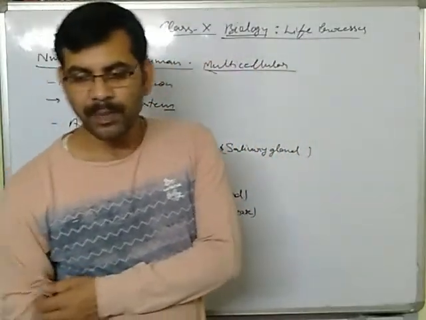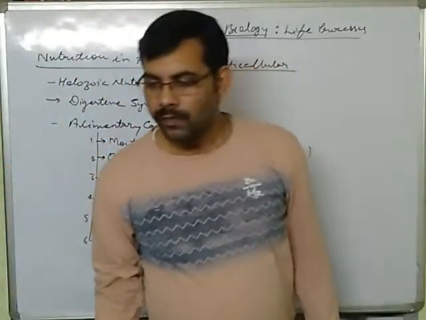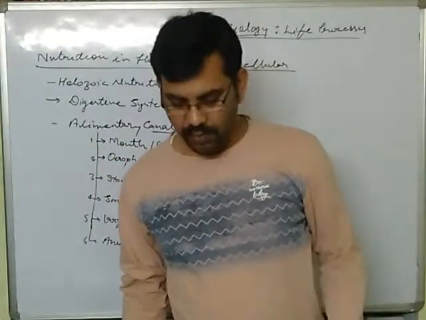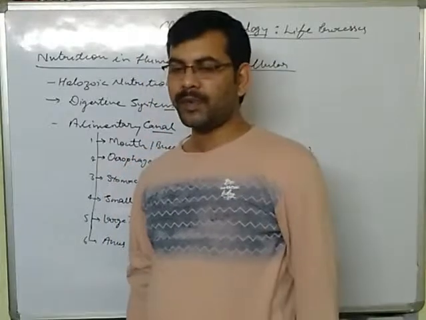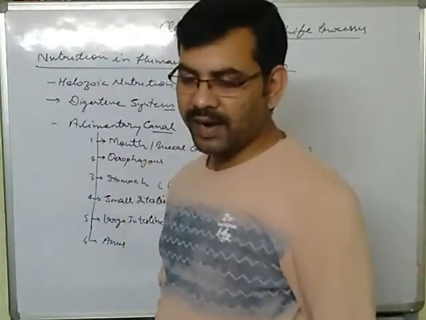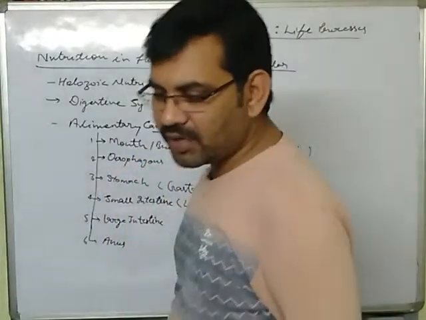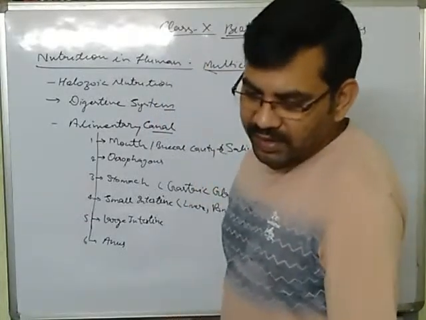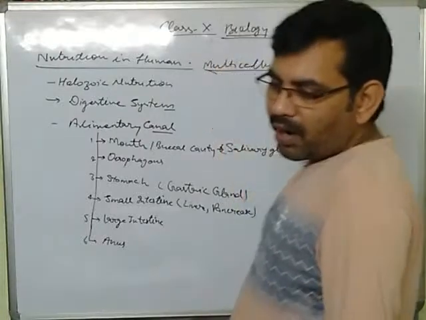For example, you have heard about the pituitary gland. The pituitary gland has no duct of its own, and that's why its secretion is mixed with blood, and with the blood its secretion is supplied throughout the body.